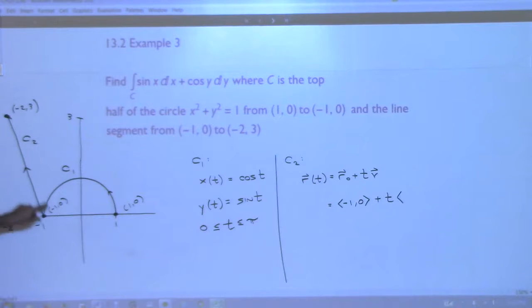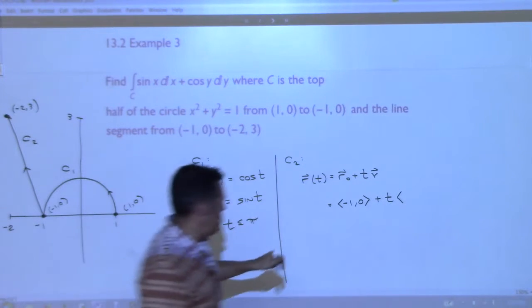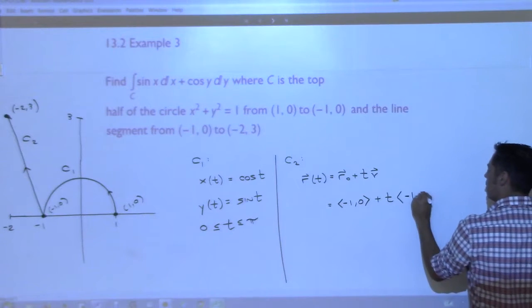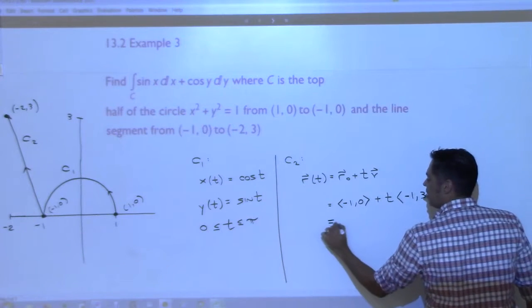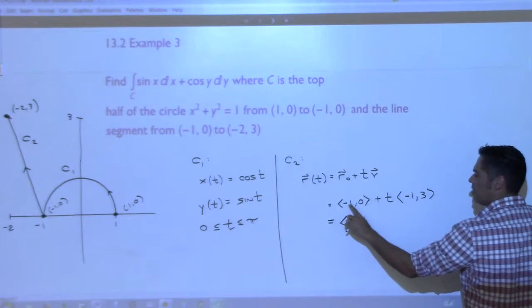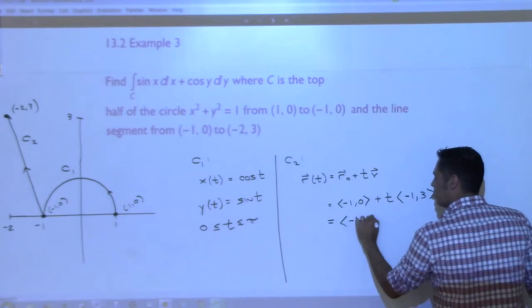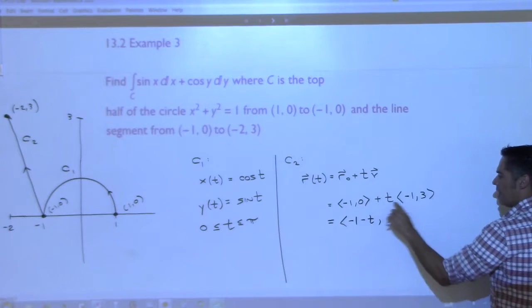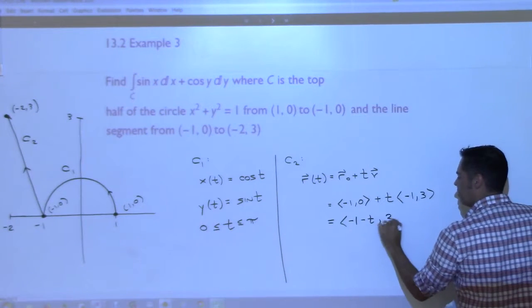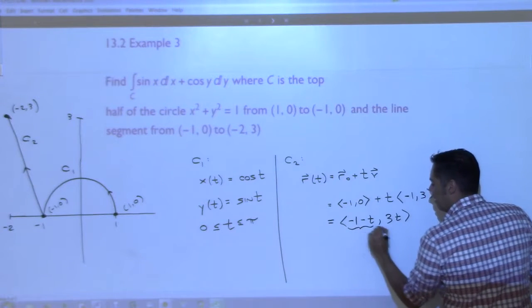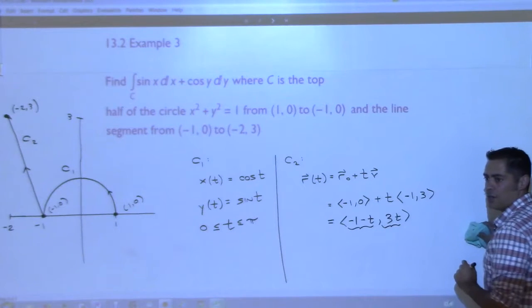You take negative 2, subtract negative 1, so negative 1. And then what's the other part? 3 minus 0. And then if I put the components together, negative 1 and then the negative 1 times t, so negative 1 minus t. And then 0 added together with 3t, so 3t. This all okay? I mean, we've done this? Okay. So this gives us our component functions where we can get our parametric equations from.